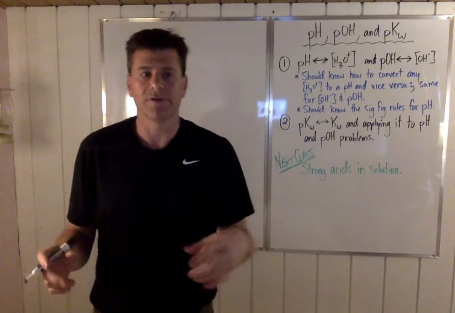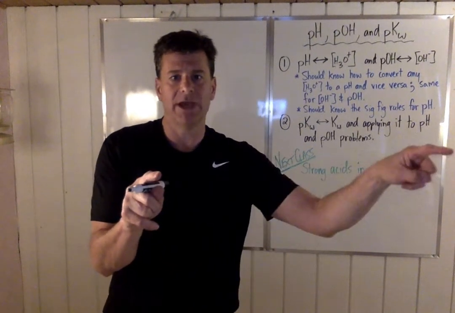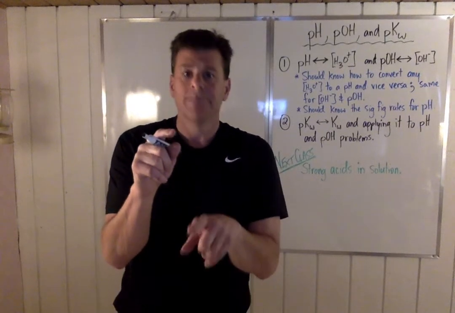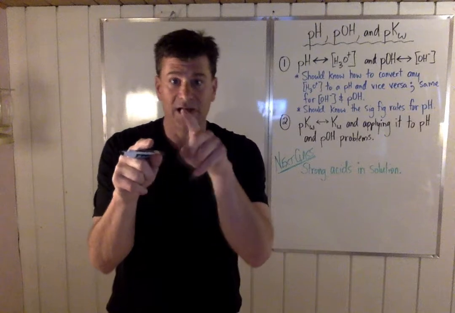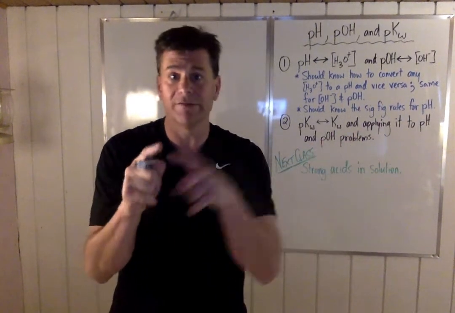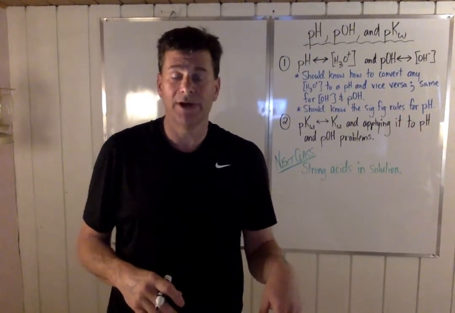Remember I said earlier that if you have a hydronium concentration, you can go directly to a pH, or you can go directly to a hydroxide concentration. You cannot go directly between the hydronium concentration and a pOH. You have to go one of the other ways and then indirectly get the pOH.